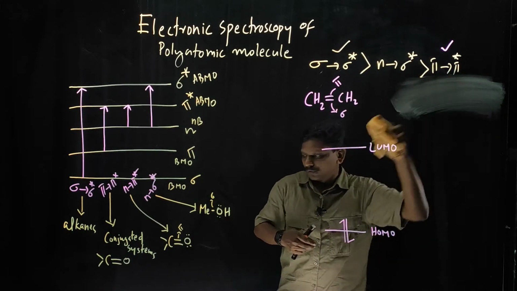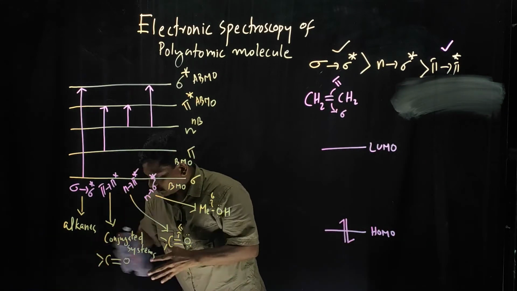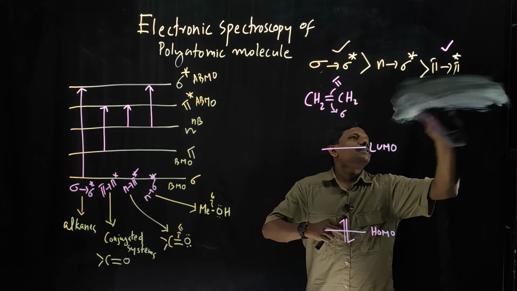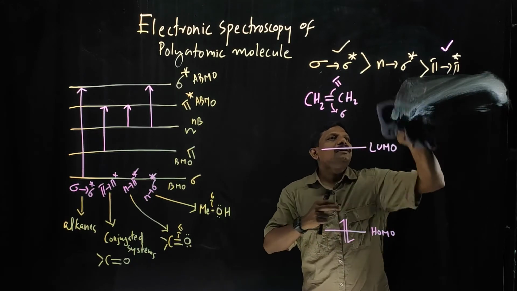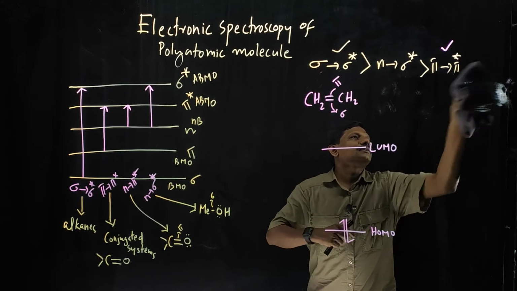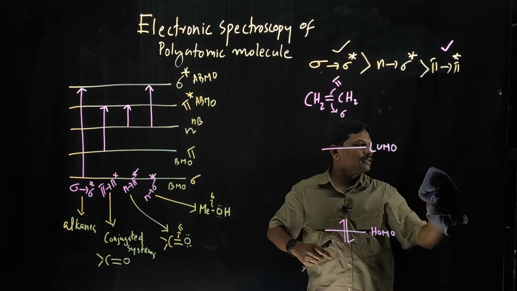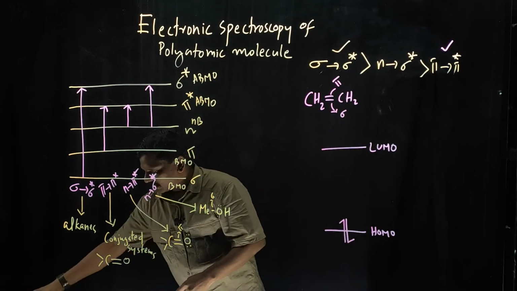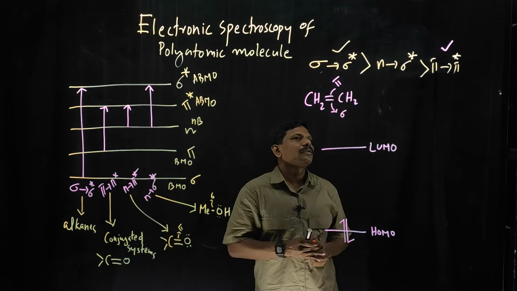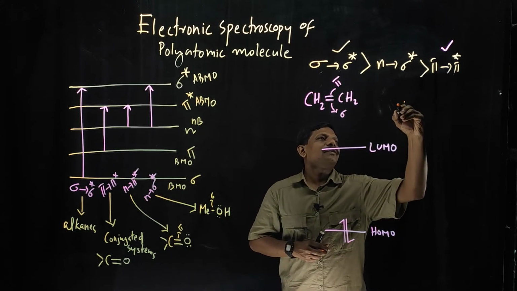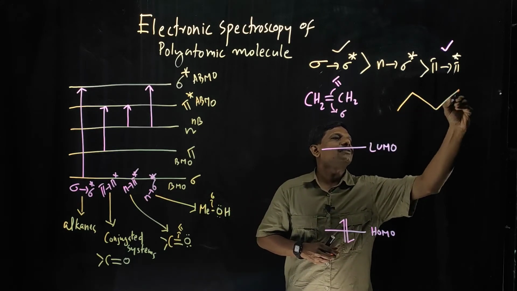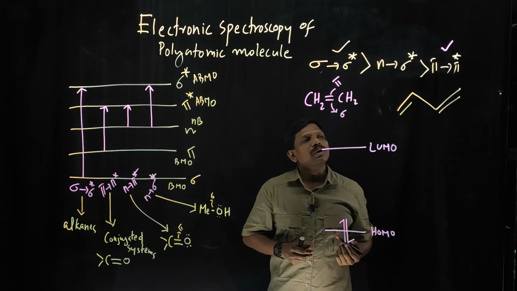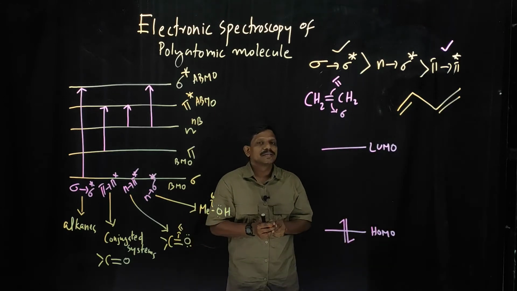Butadiene consists of two conjugated double bonds. We will see what is happening in the case of this particular system. Okay, butadiene. I will draw the butadiene. You can represent it like this because it consists of two double bonds. It's a conjugated system.